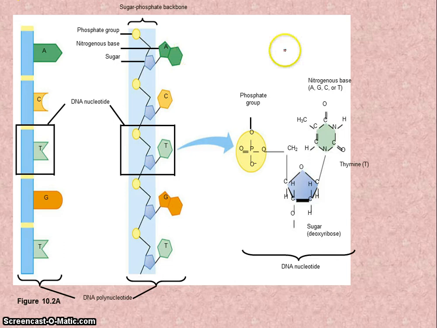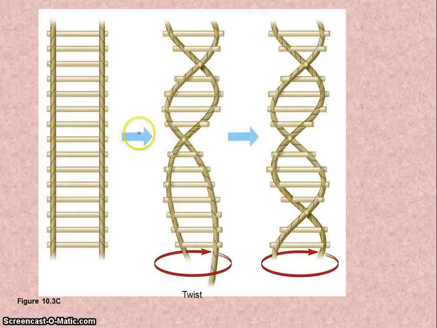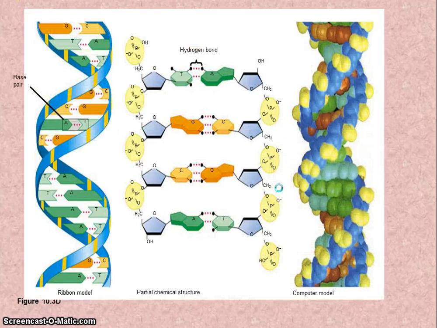And this is just showing you how DNA is made up of nucleotides. A nucleotide is a sugar, a phosphate, and a base. And DNA twists as a double helix, or a ladder.